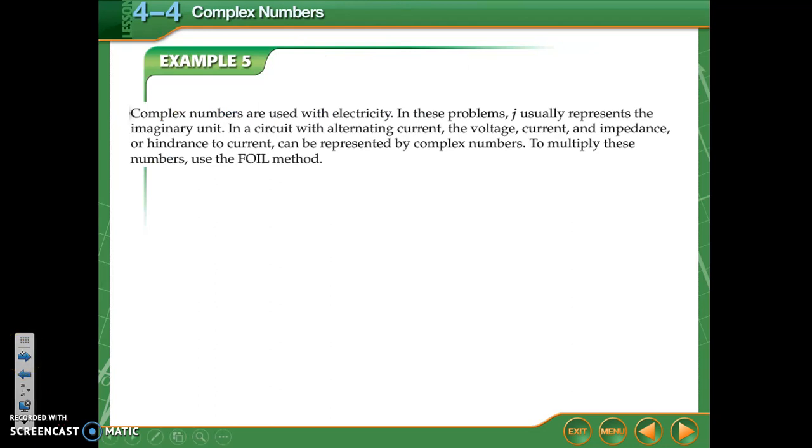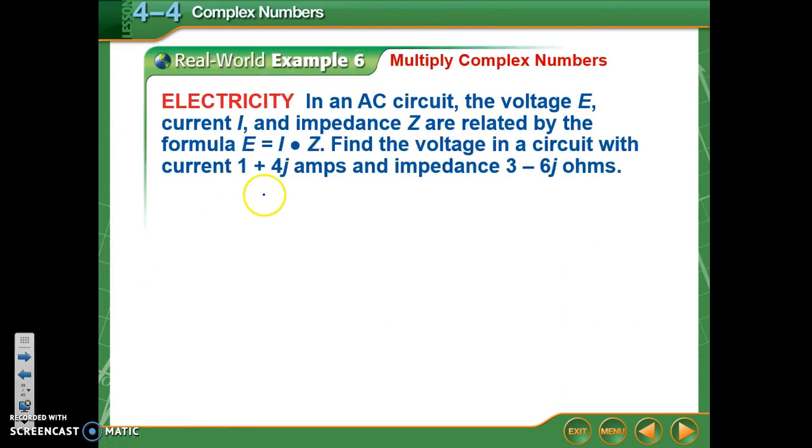Okay, sometimes an application of complex numbers is electricity. When we're talking about electricity problems, they usually use j to represent i. I'm not really sure why, to be honest with you. But we will see these problems sometimes, and that italics j means the same thing as i. So in this example, they give me a formula. They say that the voltage E is equal to the current times the impedance.